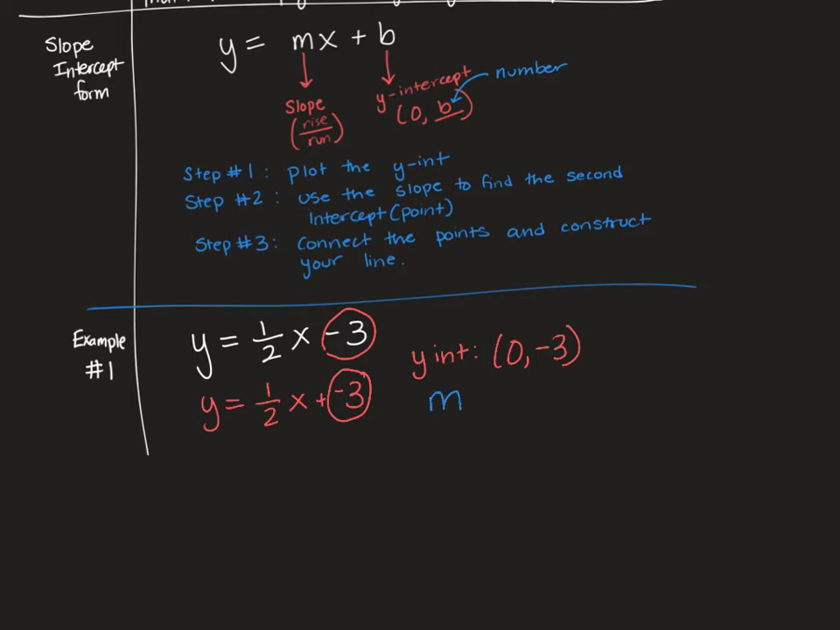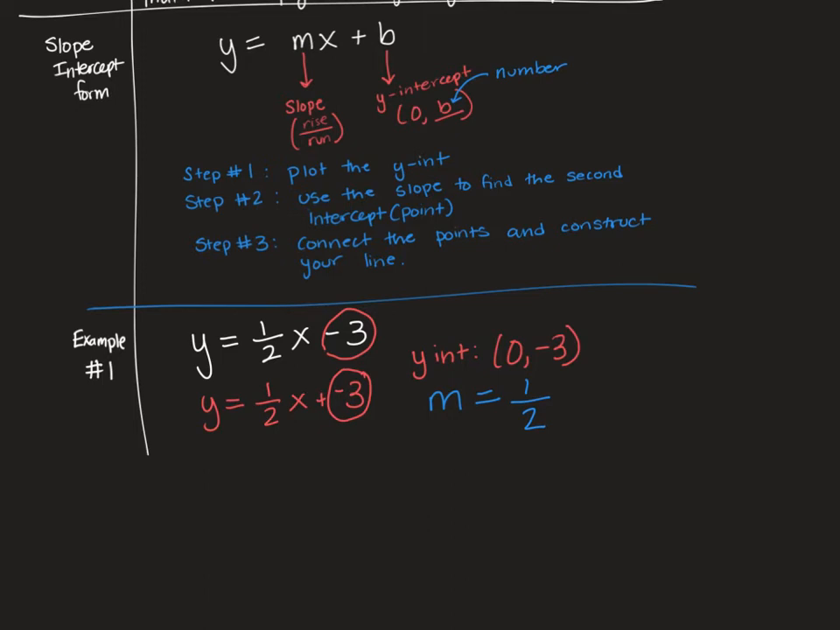And our slope, remember, we use the letter m. And our slope is the number that's in front of x. It's the coefficient of x. Remember the word coefficient? And our y-intercept is our constant. Our constant means it's a number without a letter. Our slope is the coefficient, or the number that's in front of x. And the number that's in front of x is 1/2. So we're going to say our slope is 1/2.